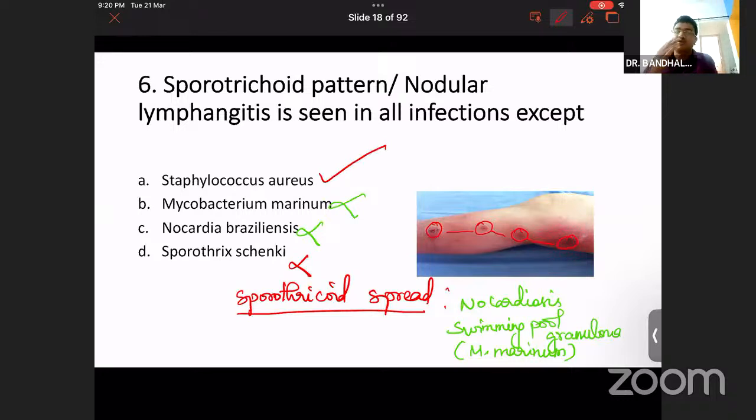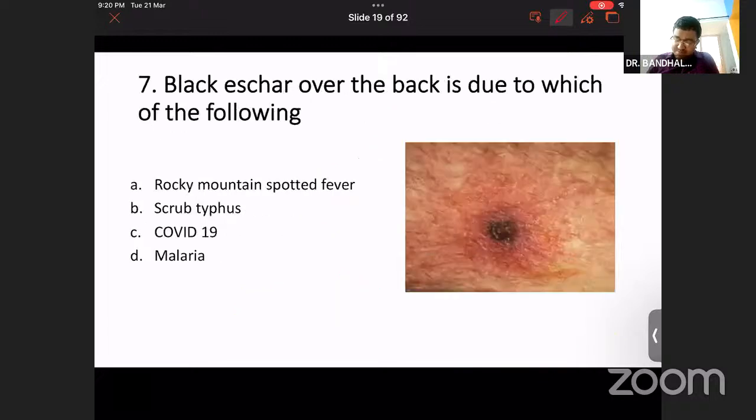Some questions, if we don't know the answer directly, we have to rule out the unrelated options. So it will be easy for us to conclude. So for this question, the answer is Staph aureus. The points you should remember: the conditions with sporotrichoid spread are Sporothrix schenckii, Nocardia brasiliensis causing nocardiosis, and Mycobacterium marinum causing swimming pool granuloma, right?